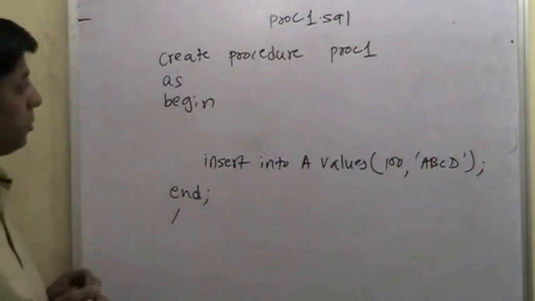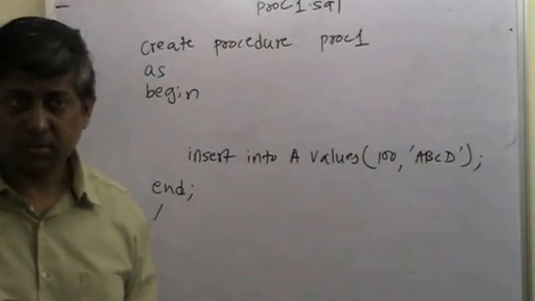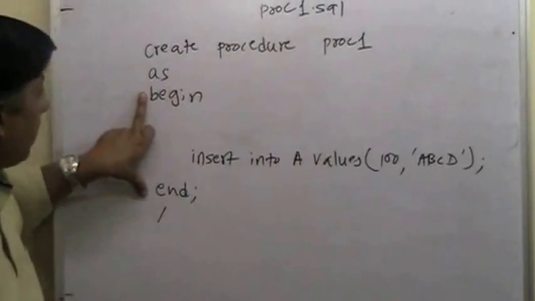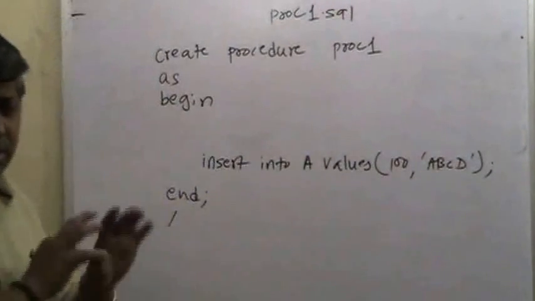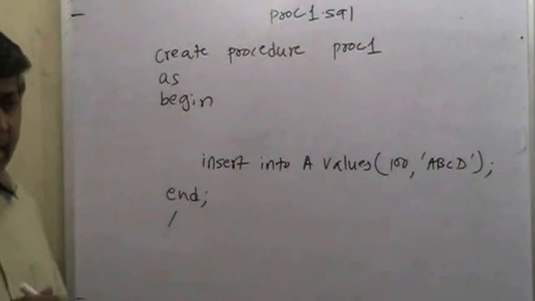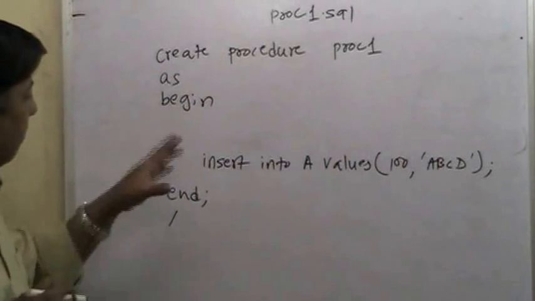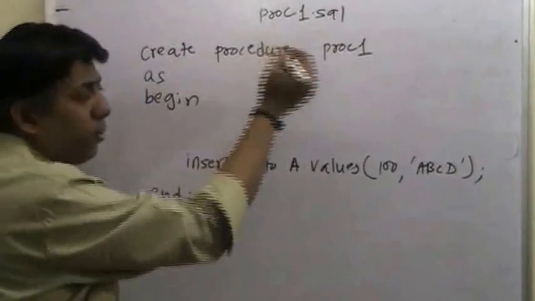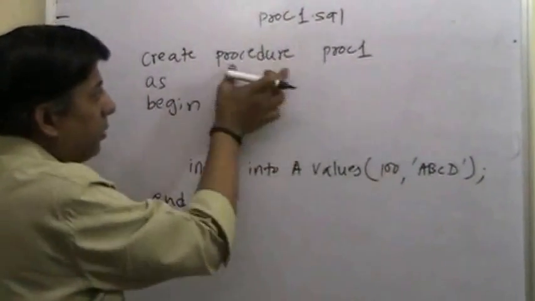So this is the procedure I have created. The name of the procedure is proc1. Inside that, anything written between begin and end is the actual source code of that procedure. And I have written one simple insert statement there. I can write an insert, update, delete, select, anything over there. What is the advantage of doing this? First thing, now it is a program. In Oracle we call it a procedure.